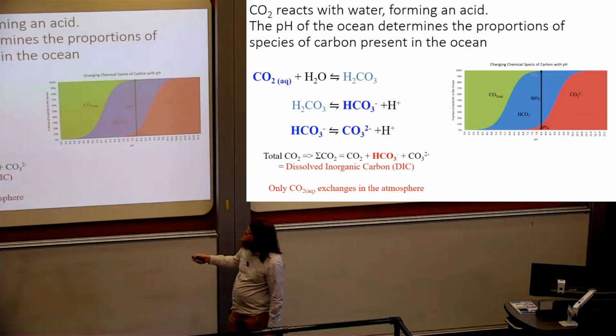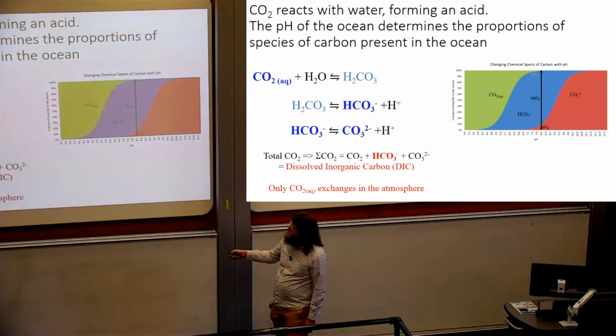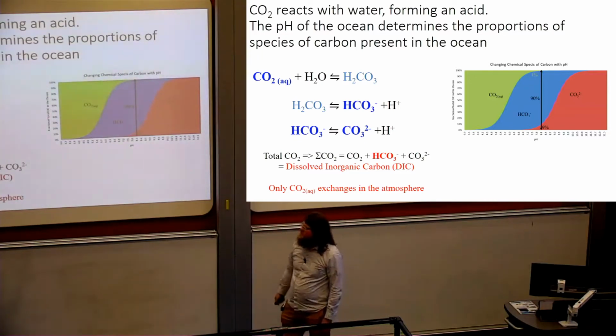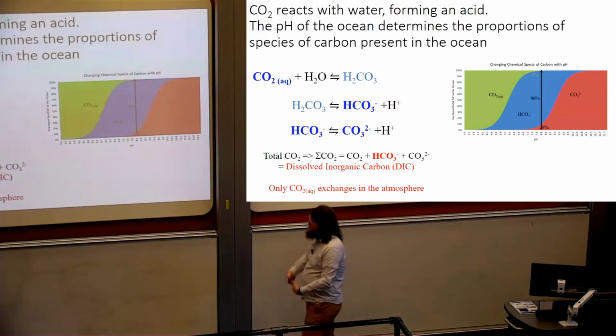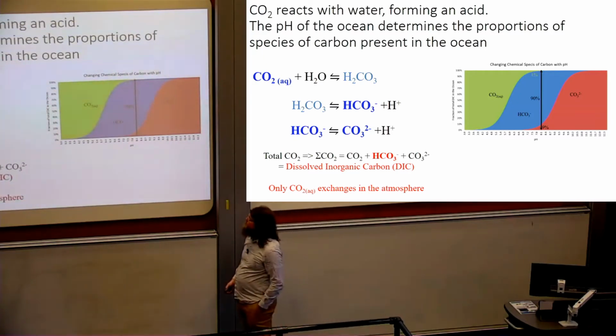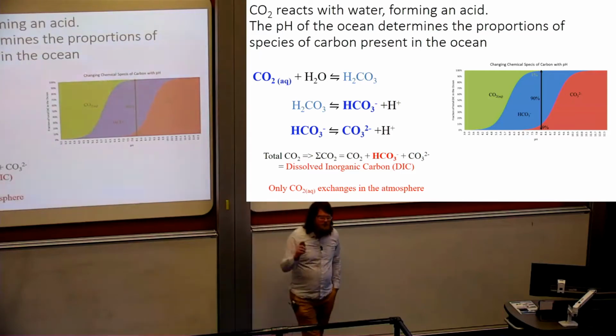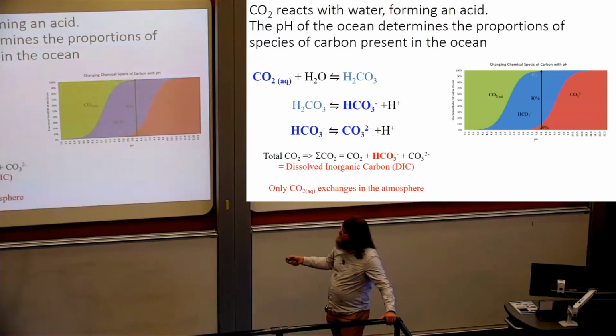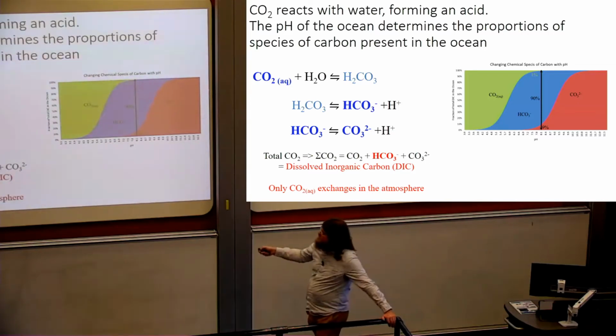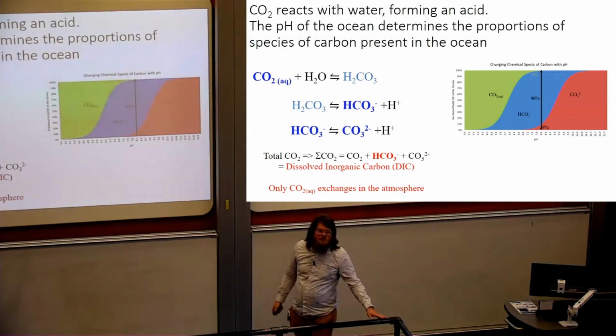This decomposes to the bicarbonate ion and a hydrogen ion, and then that subsequently decomposes further to the carbonate ion and a hydrogen ion. Okay? So this is the process by which CO2 is effectively being taken out into the ocean. Now, the important thing for this lecture is that when these reactions happen, they're producing hydrogen ions.